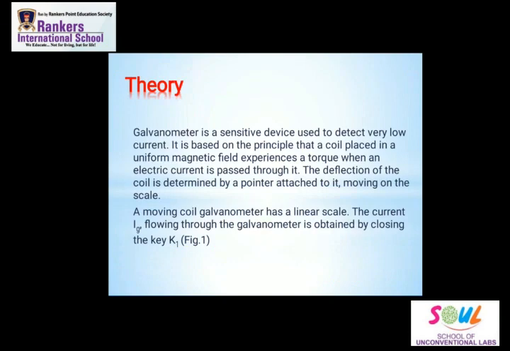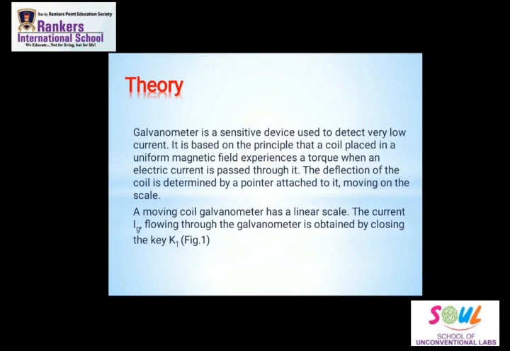The galvanometer is a very sensitive device used to detect very small amount of current. It is based on the principle that a coil placed in a uniform magnetic field experiences a torque when electric current is passed through it. The deflection in the coil is determined by the pointer attached to it. It moves on the scale. A galvanometer is a linear scale device.